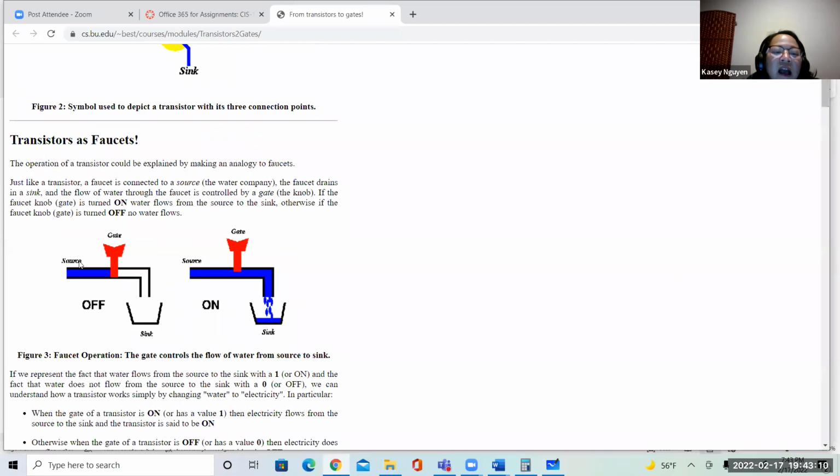So when it's off, you can visualize it like your faucet at home, where the gate would close and you would not have the source. It would be off. And then when it's on, it's going to open and there's a flow.